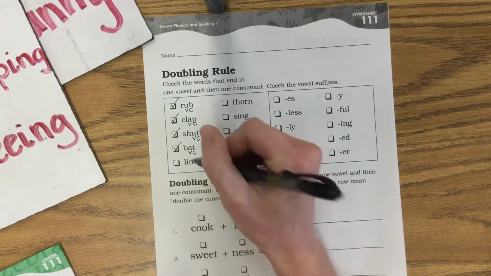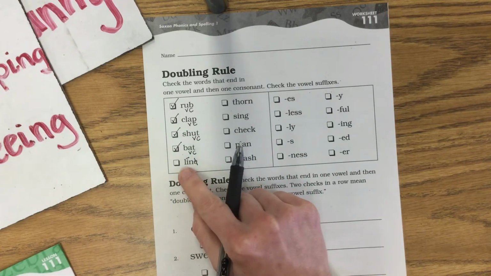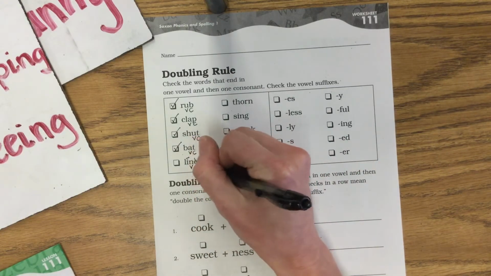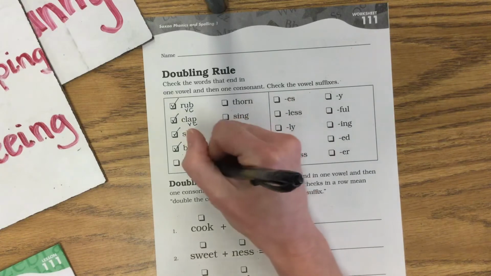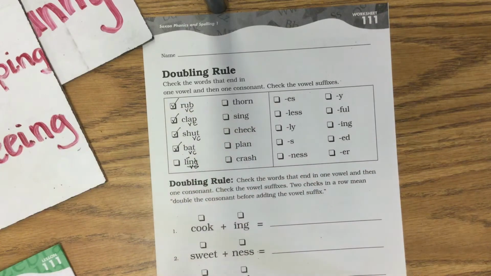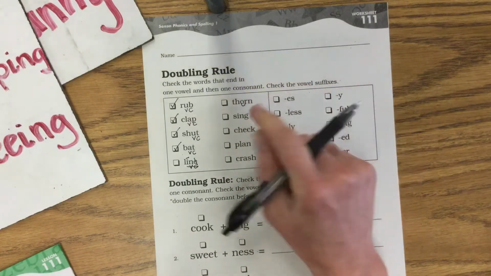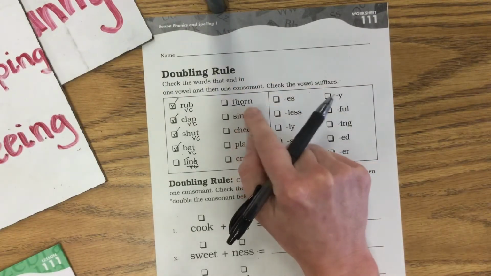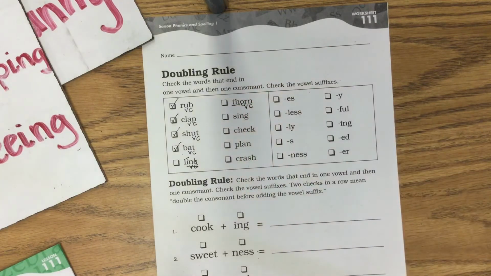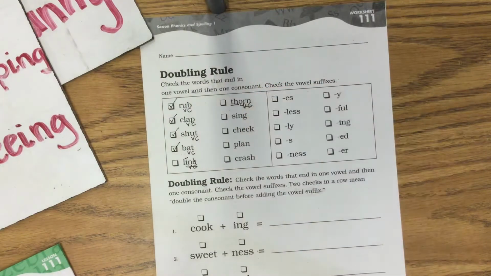The next one, I see a sneaky E. So that E is pinching that I, making it say its name. So we're going to sound it out. Line. Is this a vowel followed by a consonant? No, it is not. N is not a vowel. E is not a consonant. So this one does not get a check. The next one, we have our combination OR and our digraph TH. Thorn. Is this a vowel followed by a consonant? No, it is not. So we are not going to give it a check.